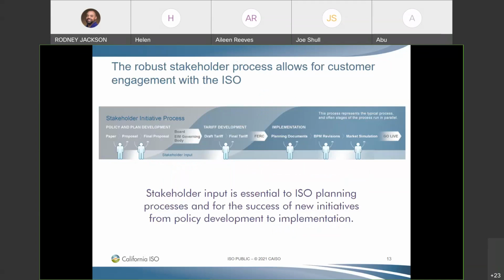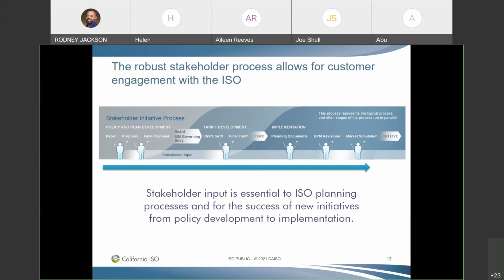So now we don't work with just the regulatory agencies and oversight boards and state agencies. Partnership with our stakeholders is critical to the success of ISO also. So now stakeholder input is essential to the ISO planning process and success of new initiatives, from policy development to implementation. We encourage you to participate in the stakeholder engagement process also.